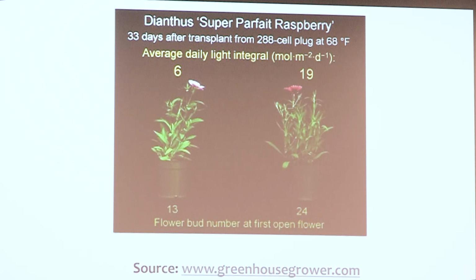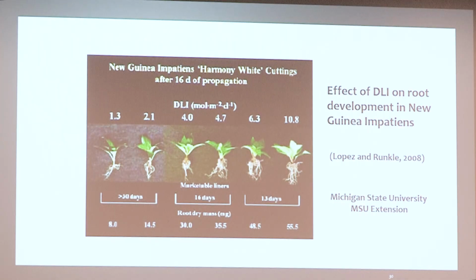Then here's an example I just wanted to show you. I have a similar example from our own research, and also from a greenhouse grower. You see 6 moles per day versus 19 moles per day. You see the plants look completely different. The more light gives more flowers, more branches, so high quality potted plants.